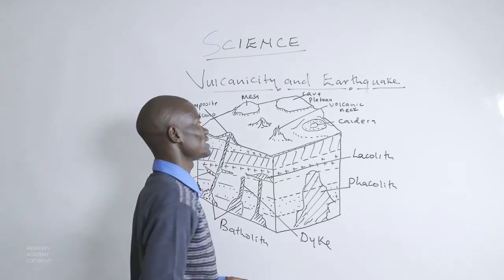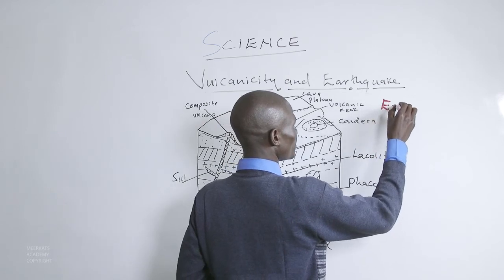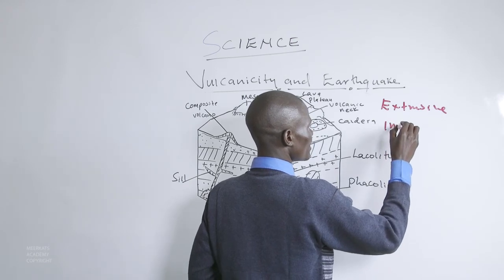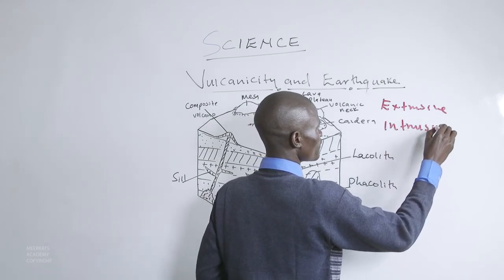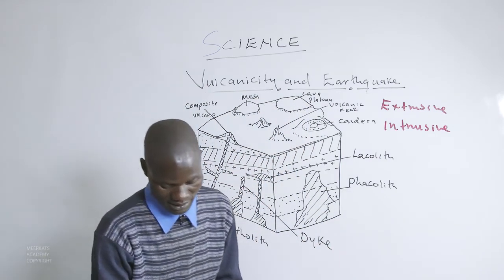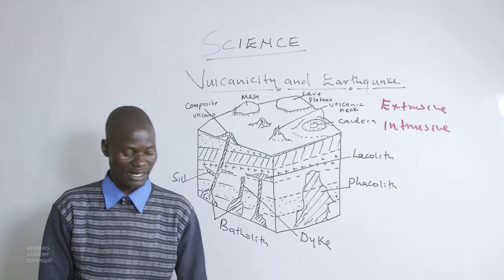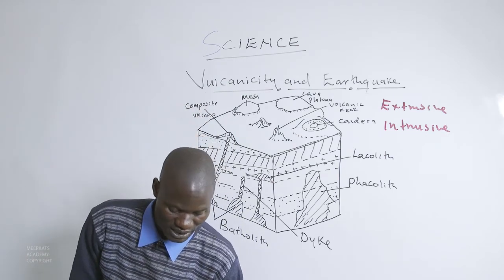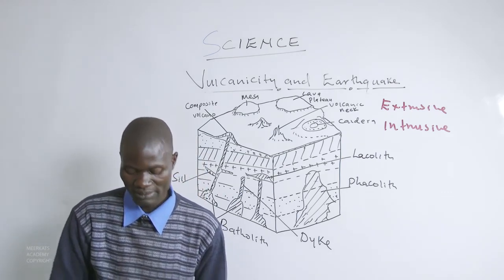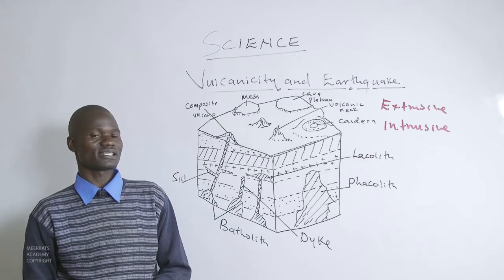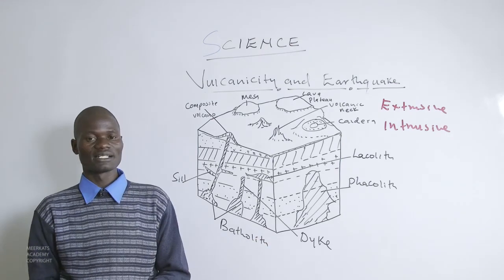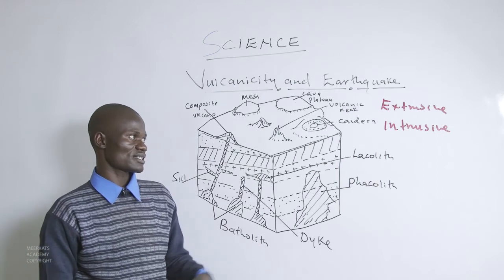Because you've been able to look at the extrusive and intrusive features, do they have any significance on the physical environment? We'll be able to look at the various significance of volcanicity at large, and then we will have been able to look at both the extrusive features and the intrusive features.